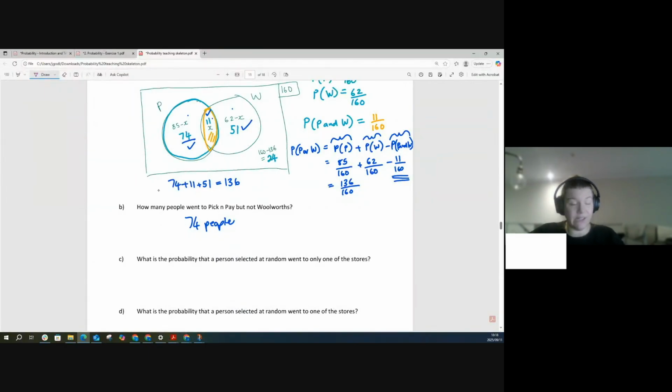So we look at our circles. We're looking for people who went to only one of the stores. So these people, they went to only one. These people, they didn't. These people went to only one. These people, they didn't. So 74 plus 51 is going to give us 125 out of my full sample size, which is 160.